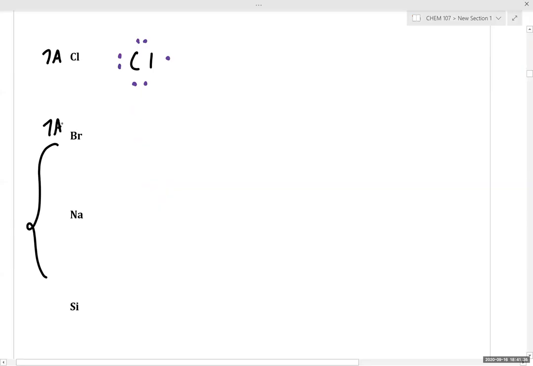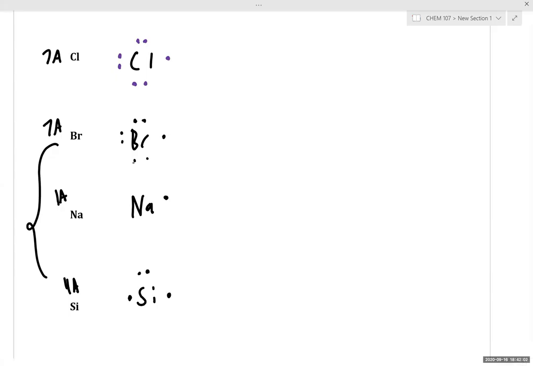So bromine is a 7A element. So bromine would have 7 valence electrons, 7 dots. Sodium is a 1A element, so sodium would have 1 dot. Silicon is a 4A element, so silicon would have 4 dots. And no, it doesn't matter where you put the dots. It's mainly just a way of keeping track of the number of valence electrons. Does this example make sense? Is everyone comfortable with representing atoms in Lewis dot structures?